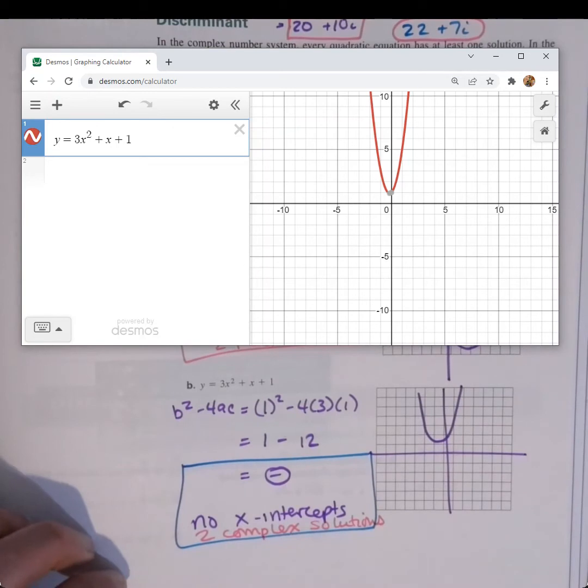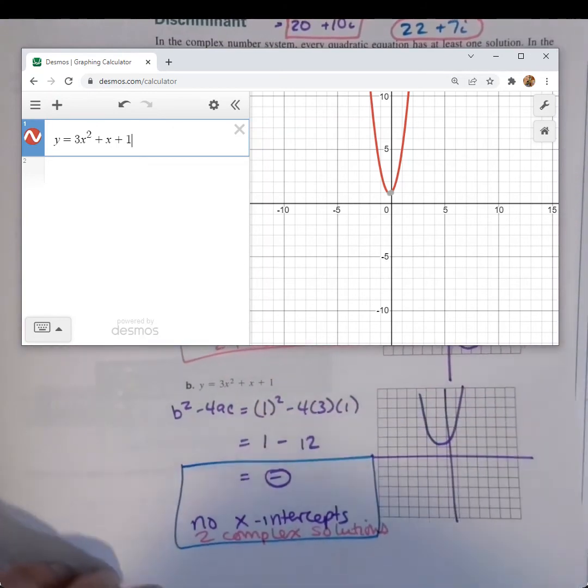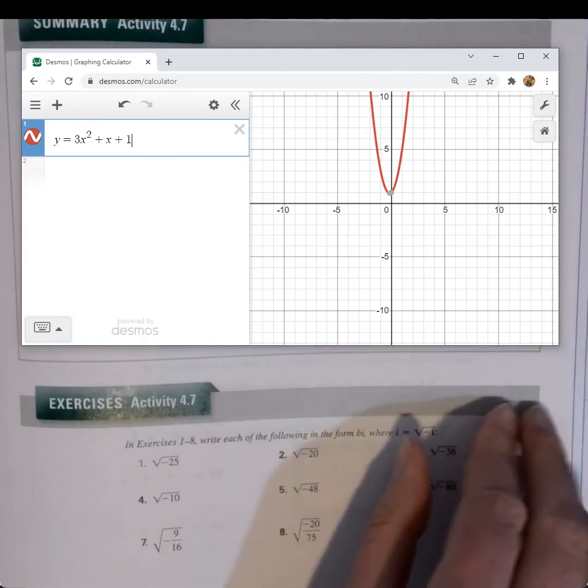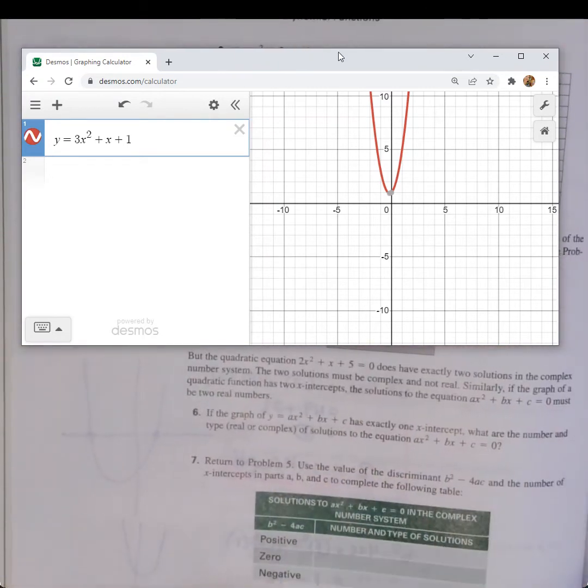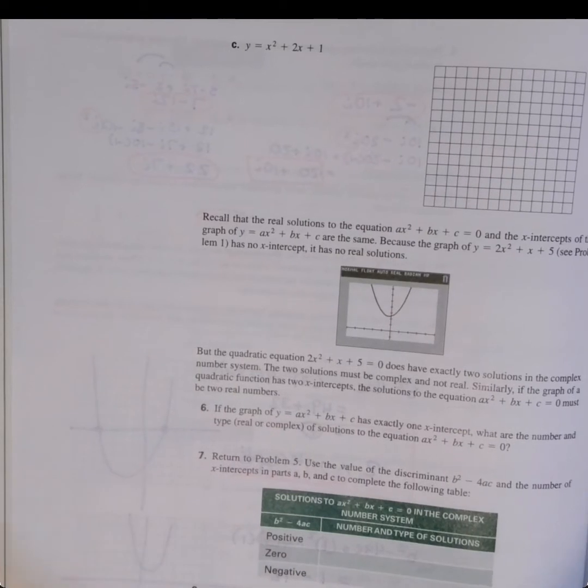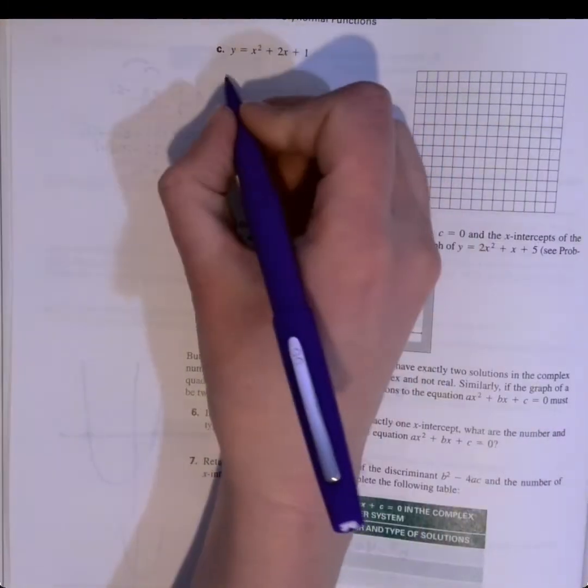Don't know what they are yet, but it has two complex solutions. I think we'll find them soon. All right. Then on the next page, we got one more we want the discriminant for.